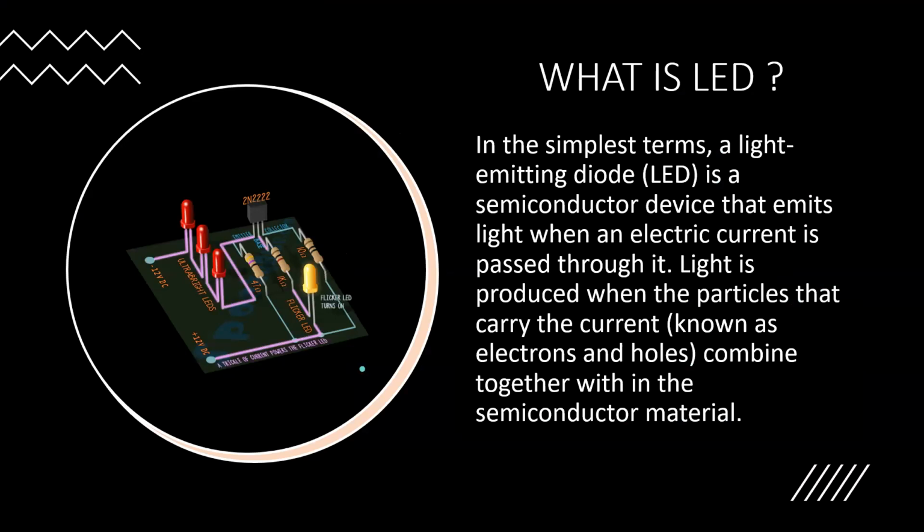In simple terms, a light emitting diode is a semiconductor device that emits light when electric current is passed through it. Light is produced when the particles that carry the current combine together within the semiconductor material.